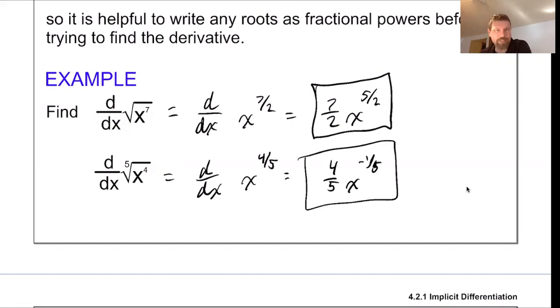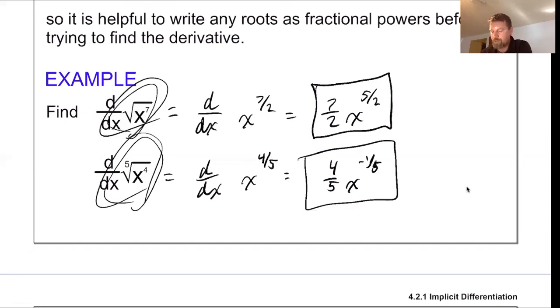So just a quick reminder that that's how you do those things. If you've got a square root or a fifth root, rewrite it as a fractional exponent. It makes finding the derivative a lot easier.